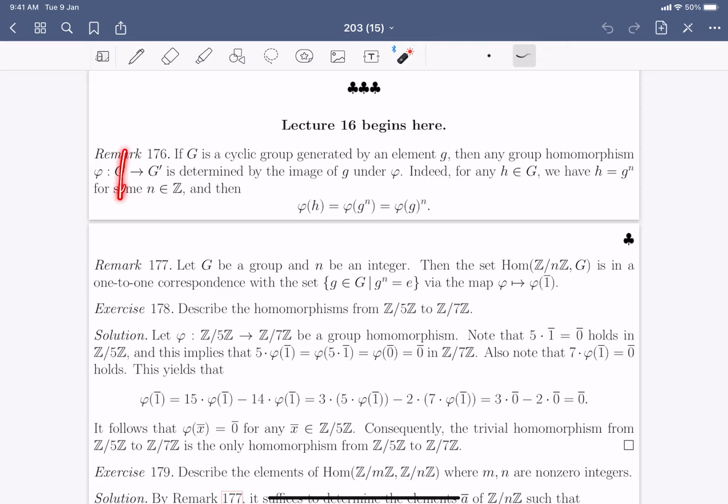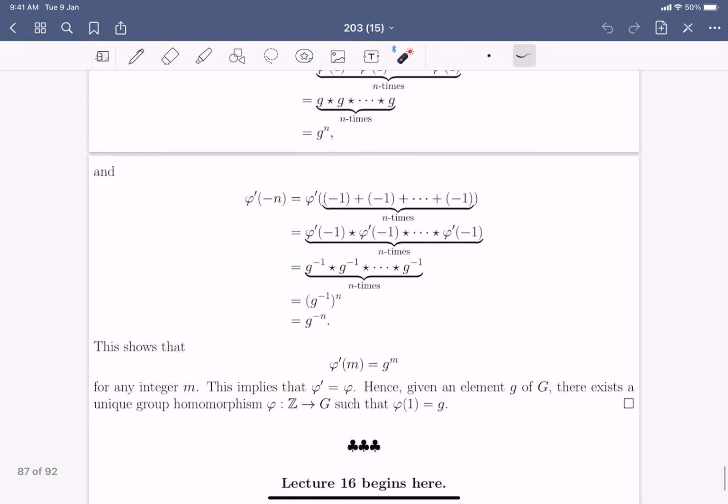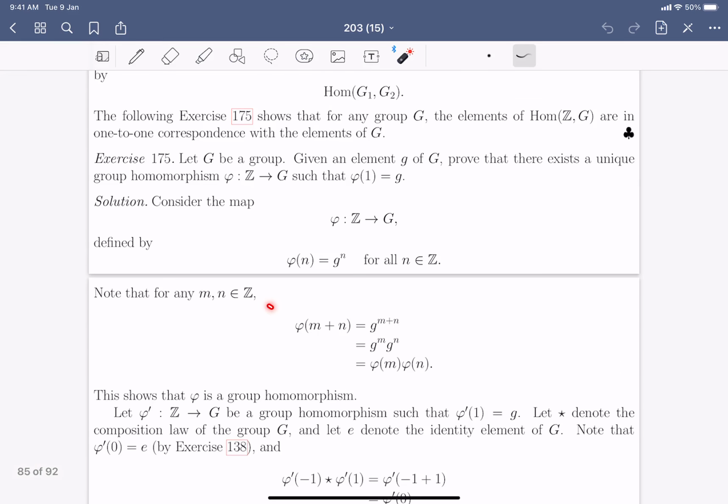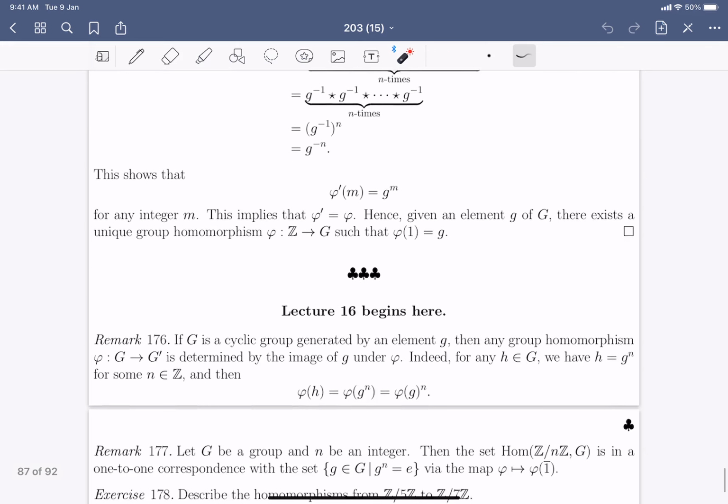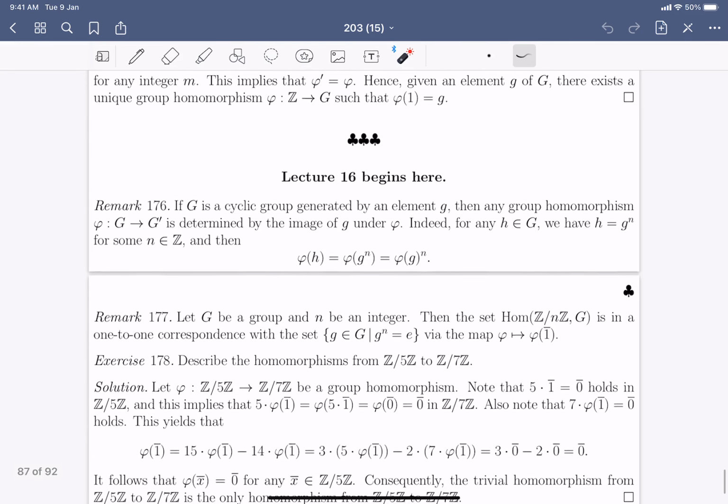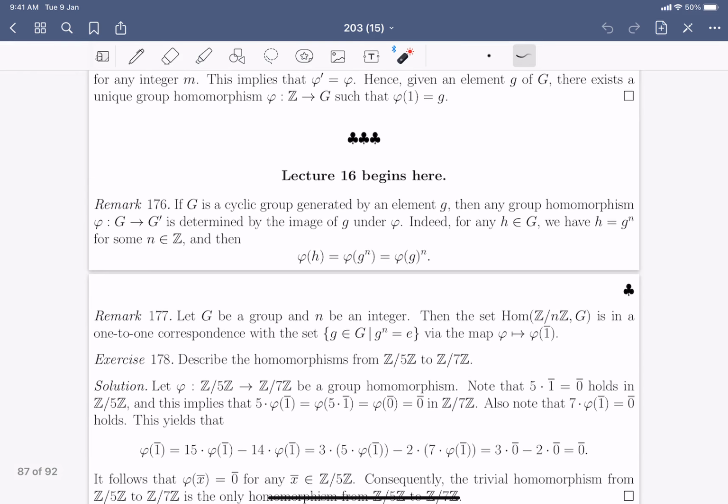So let's first make this remark, which is based on our previous observation, and that was an immediate consequence of the notion of a group homomorphism. This remark says that if you start with a cyclic group G generated by an element little g, then whatever group homomorphism phi from G to G prime that one may start with, that is determined by the image of this element little g under phi. Okay, why is this so?